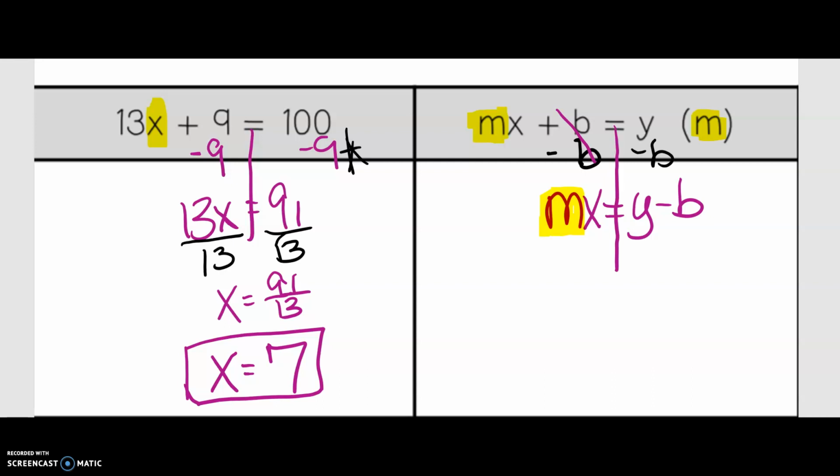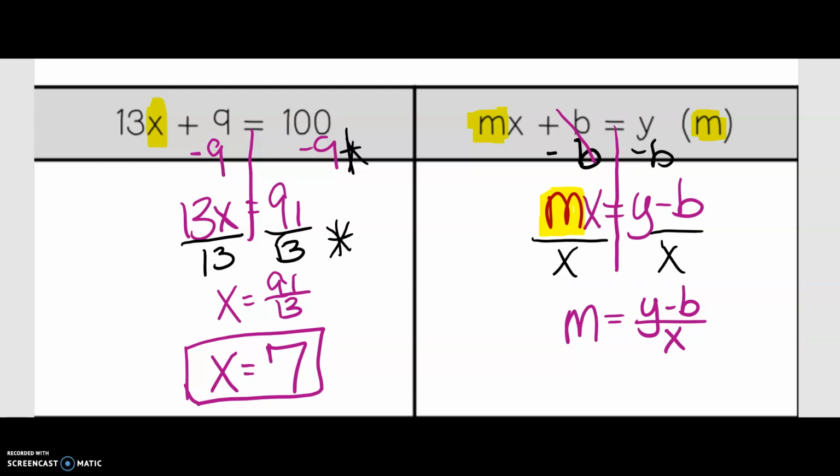And then just like on the left side here, our next step was to divide by the coefficient that was with our variable, whatever we were multiplying times our variable. Now in this case, it's not a coefficient, we have a number, we have another variable, but the same step's going to apply. Because this is multiplication, we're going to divide both sides by x. And when we do that, x divided by x is 1, so we're left with 1m on the left. And then on the right, we have our fraction. We have y minus b over x.